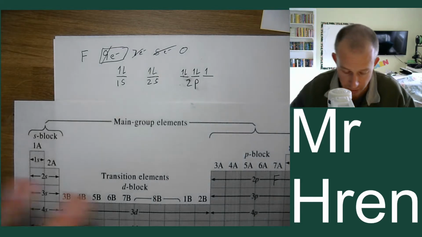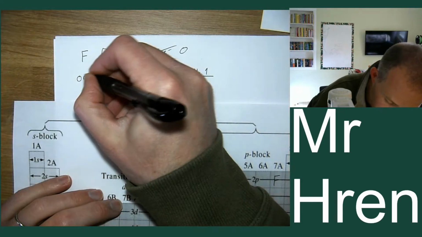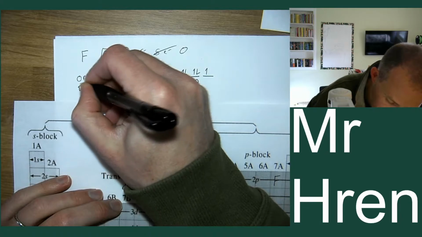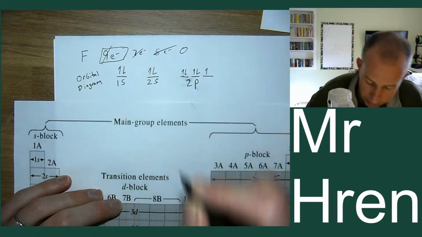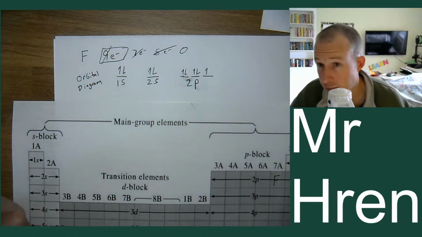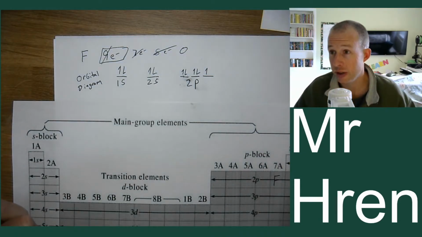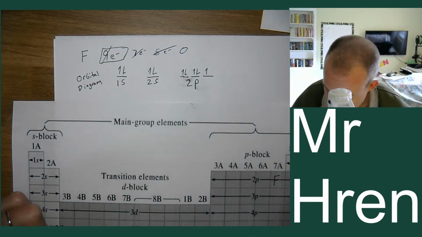And this is your orbital diagram. So this is an orbital diagram of fluorine. It lets you see where stuff is. That's sort of the deal.